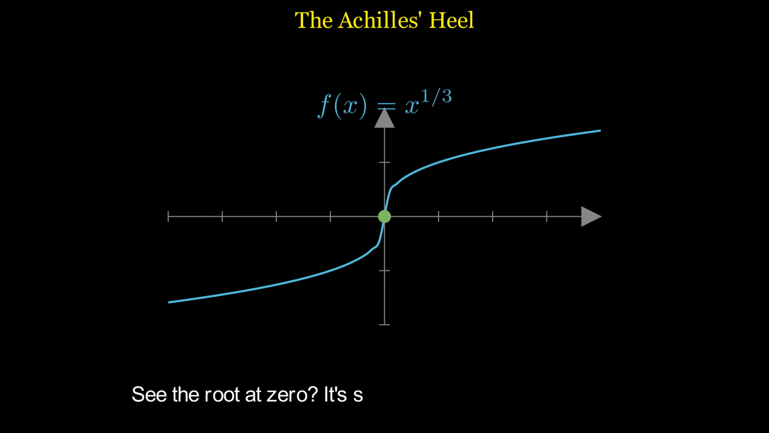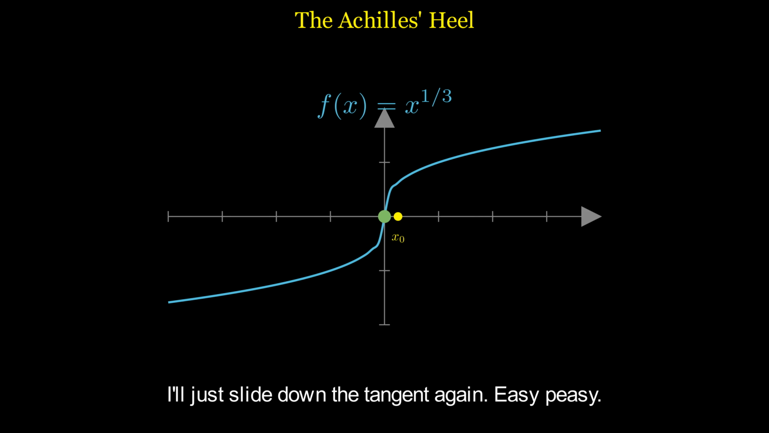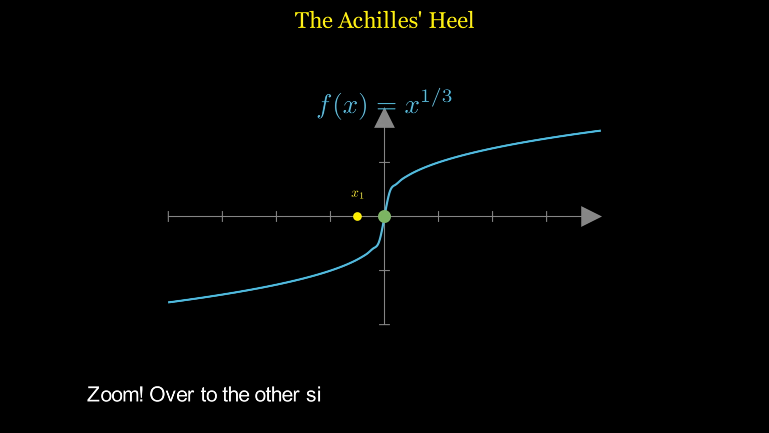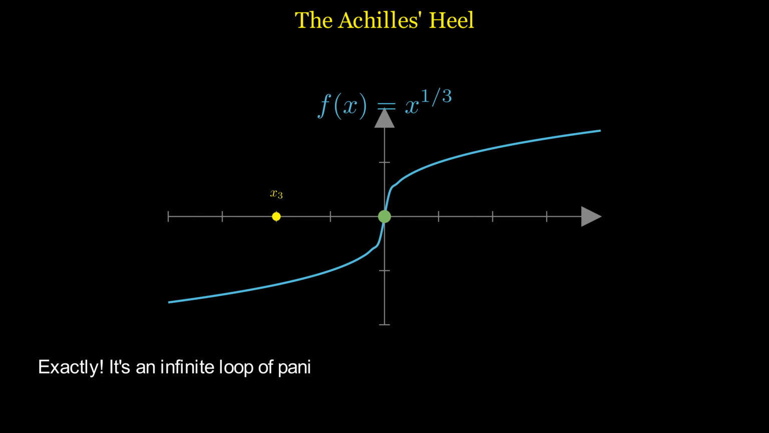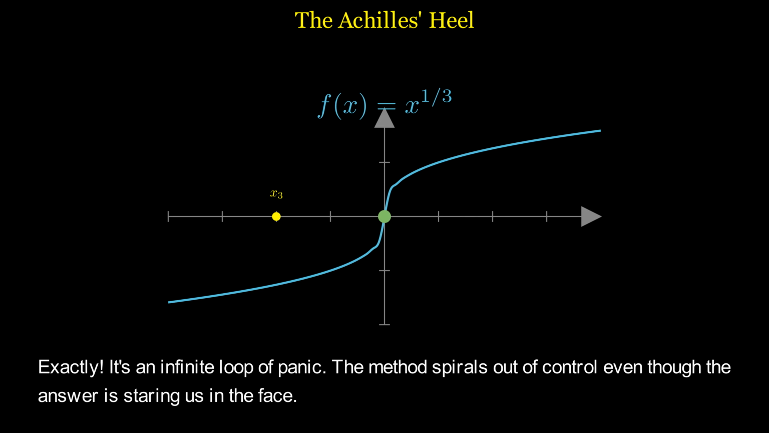But wait. There's an even sneakier trap, one where the root is right there. See the root at zero? It's sitting pretty. Easy target, right? I'll just slide down the tangent again. Easy peasy. Zoom, over to the other side. A bit far, but we'll come back, right? Wait, we're getting further away. It's running away from the root. Exactly. It's an infinite loop of panic. The method spirals out of control even though the answer is staring us in the face.